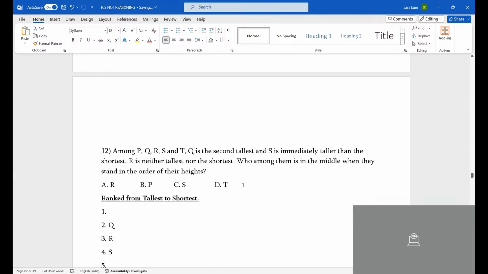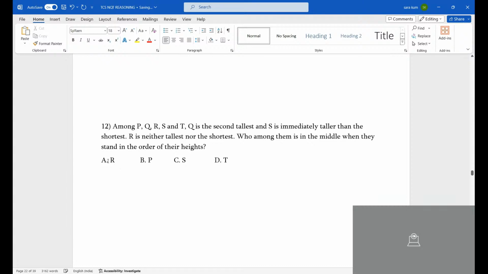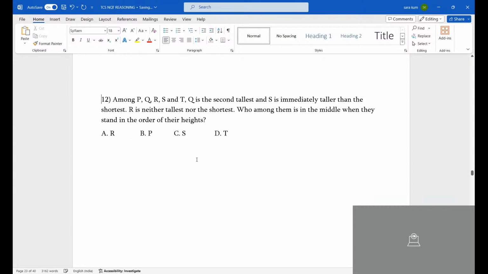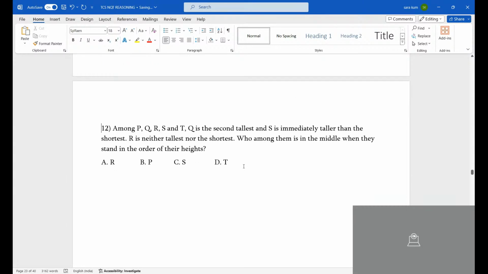This one, similarly, is again a ranking question, but still you guys can try this. Let's try and solve this. Among P, Q, R, S, T, Q is the second tallest. Read this and try this. We'll take it from there.